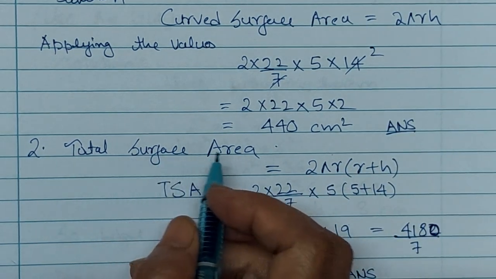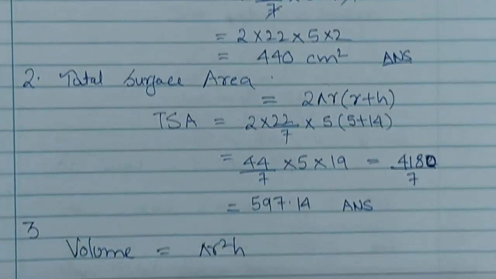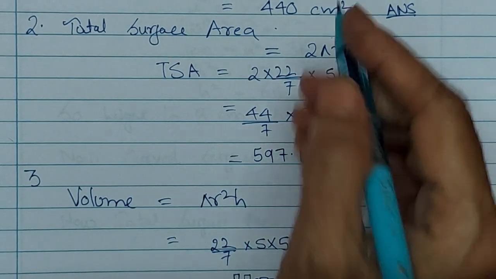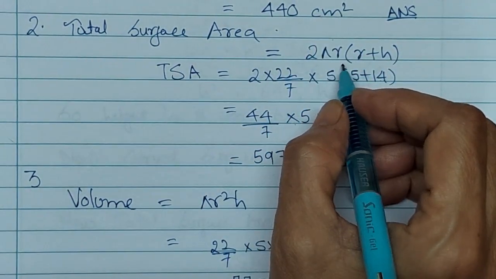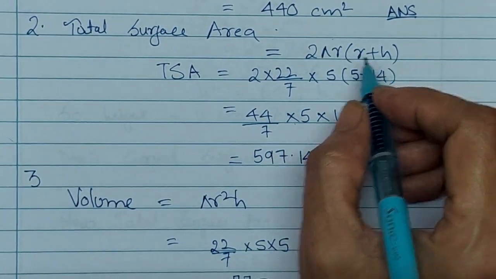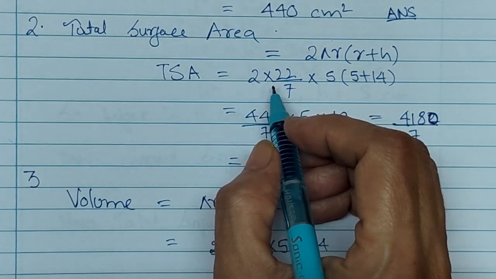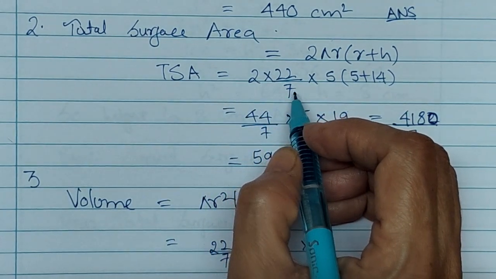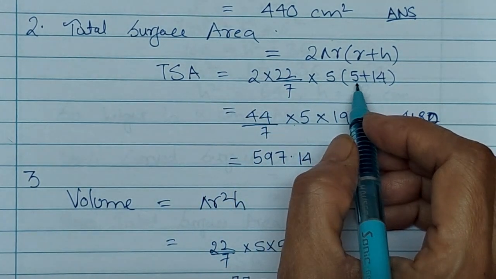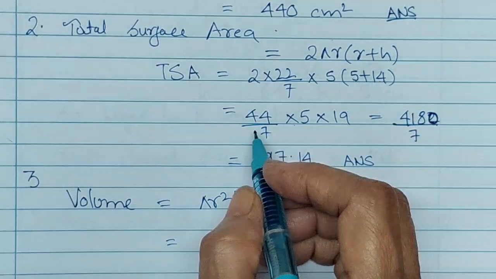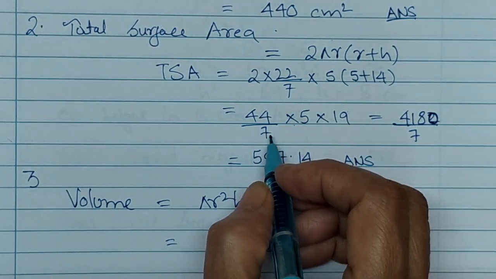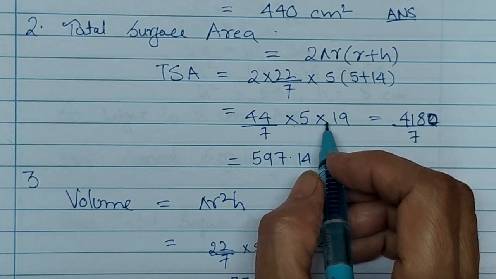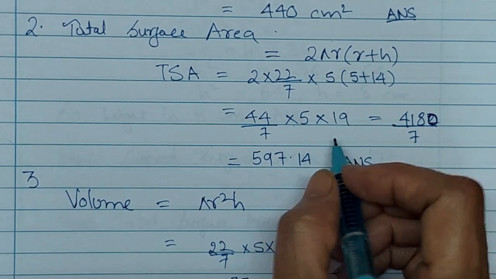Now the total surface area. The formula is 2 pi r into r plus h. TSA will be equal to 2 into 22/7. This is the value of pi. It is r. And this is r plus h. Finally, it becomes 44/7 into 5 into 19. R plus h is 19.